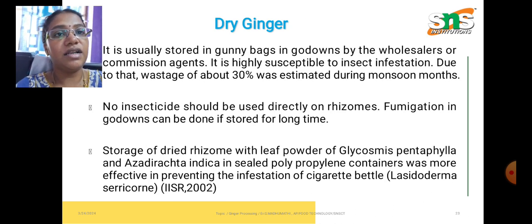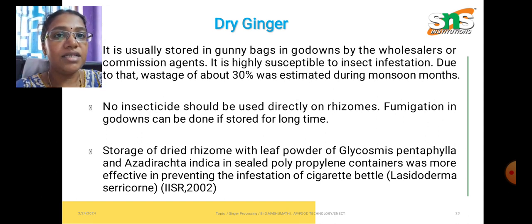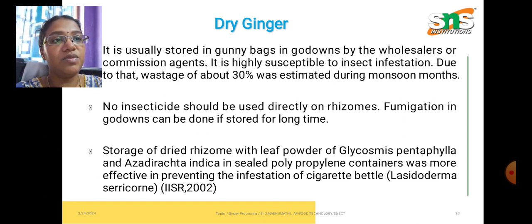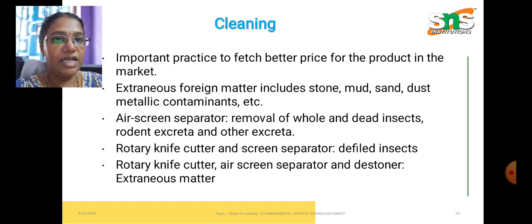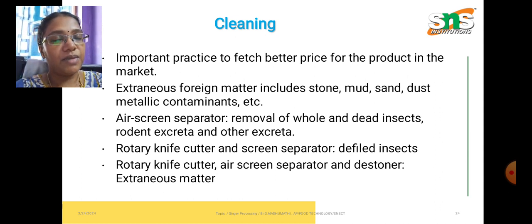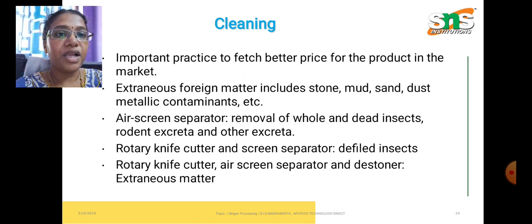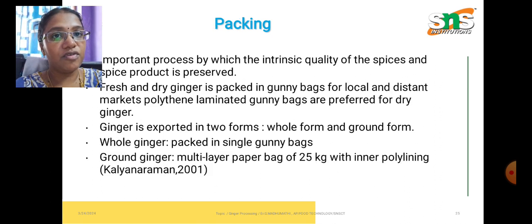Dry ginger is usually stored in gunny bags in godowns by wholesalers or commission agents, and it is highly susceptible to insect infestation, due to which wastage of around 30% was estimated during the monsoon. So in the godowns they go in for the fumigation method in order to control the losses. At last, a cleaning operation is done in order to give a fresh, better product for sale in the market, and extraneous foreign matter is removed. For it they use an air screen separator, rotary knife cutter, screen separator and destoner.